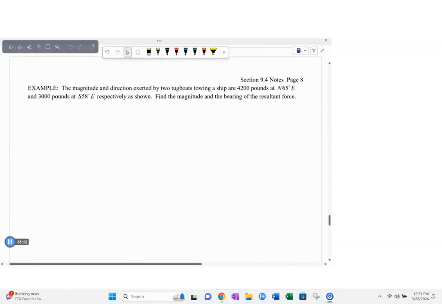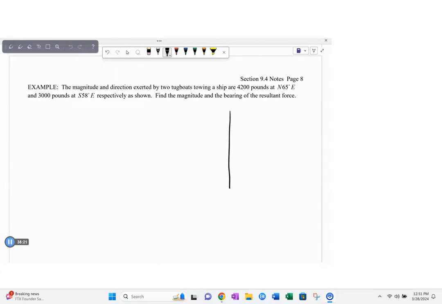All right, let's do another one here. The magnitude and direction exerted by tugboats towing a ship are 42 north, 65 degrees east, and I'm doing this for 100 pounds.